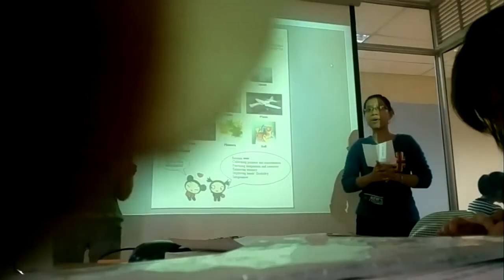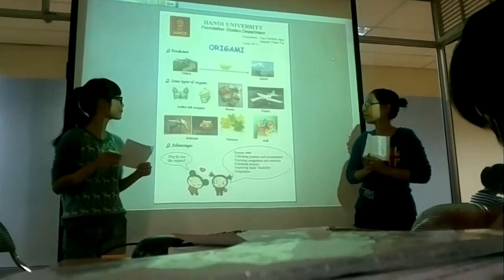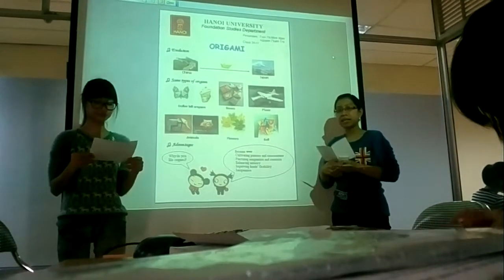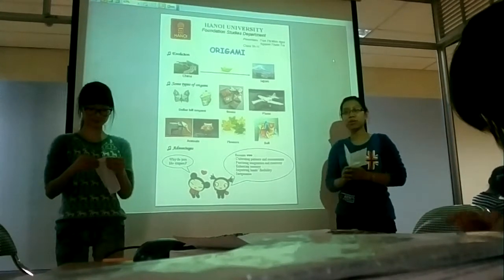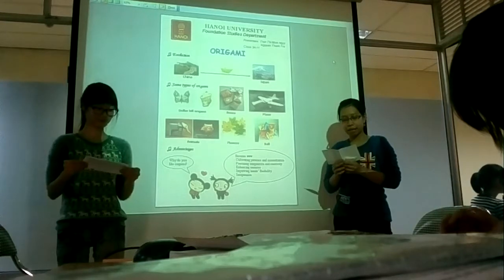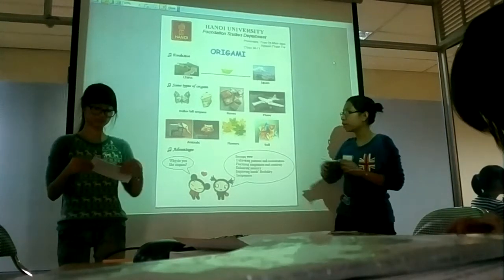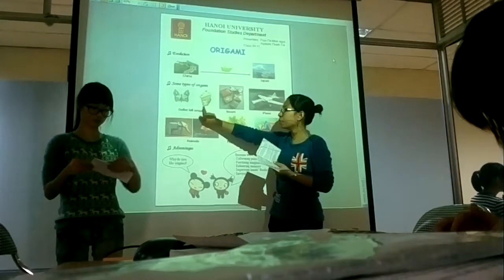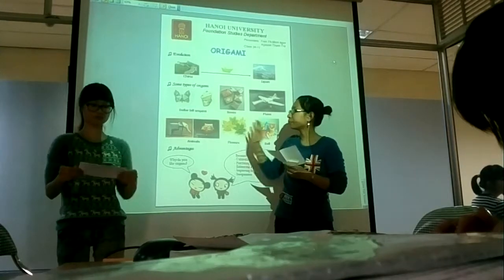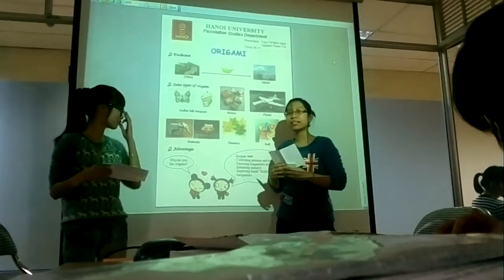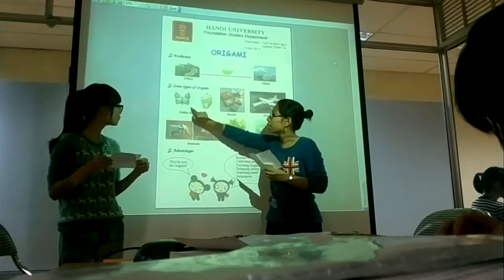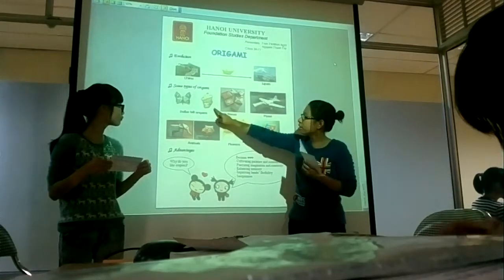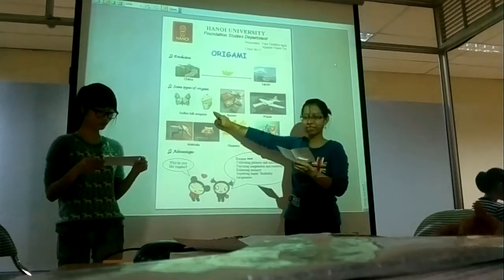Moving on to the next point, let's look at some types of origami. There are many types of origami, but today we just focus on 2 main kinds. The first one is dollar bill origami. Here are 2 pictures of dollar bill origami. We use a dollar bill instead of paper to make origami, for example, a butterfly or President Abraham Lincoln.